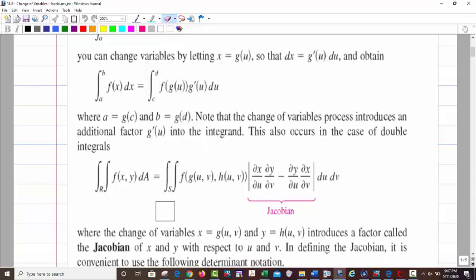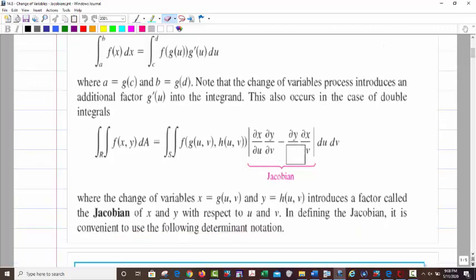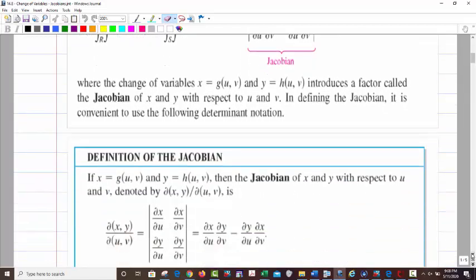Now in double integrals, it's kind of the same idea, except it's going to produce several little products here, with partial derivative notation, because g would have a partial with respect to u and v, and so would h. And we have this term called a Jacobian, and that has absolute value bars wrapped around it. This is going to be something we have to calculate when making the change of variables.